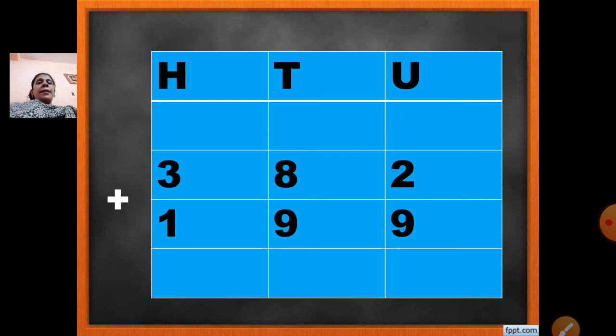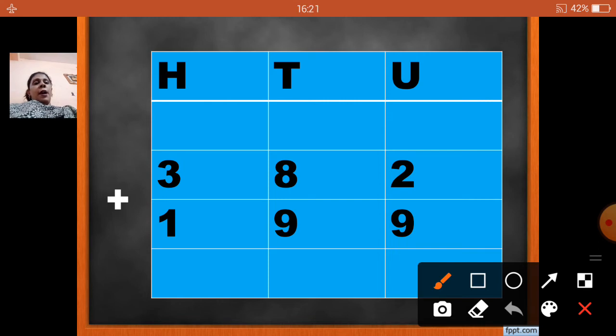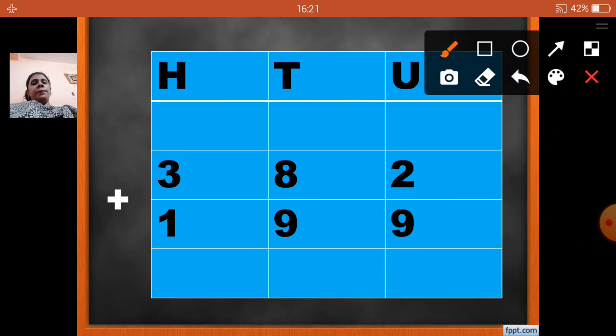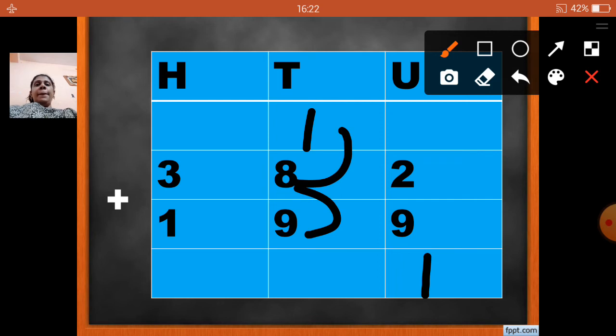The numbers in the units place are 2 and 9. So tell me, children, 2 plus 9 will be how much? 11. Correct. So I will write 1 here and 1 I am going to carry over. 8 plus 1, this 8 and this 1, will be 9. And 9 plus this 9 will be 10, 11, 12, 13, 14, 15, 16, 17 and 18.